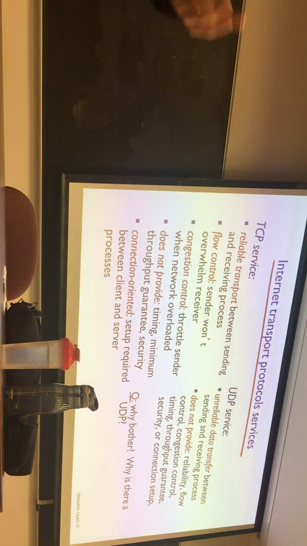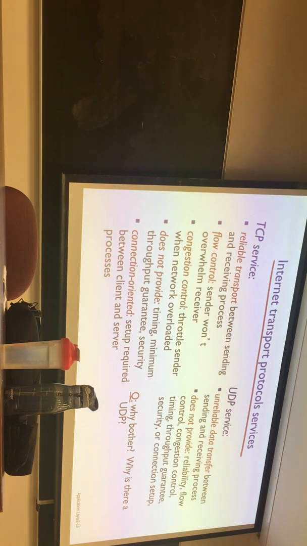So let's say you have defined your application. You know whether it can tolerate loss, whether it can tolerate a delay. Then you can choose two services provided by the internet. One is called TCP, the other one is called UDP. And these are their pros and cons.